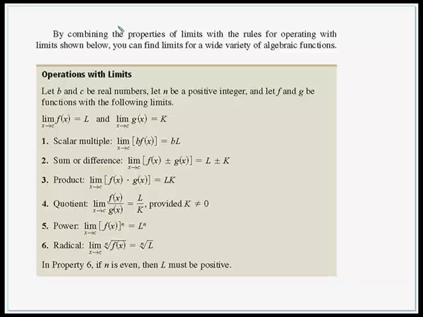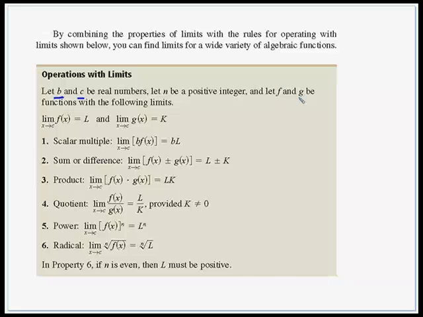Okay, and by combining the properties of limits with the rules for operating with limits shown below, we can find limits for a wide variety of algebraic functions. So let b and c be real numbers. b and c are just any number you want. Whole numbers, pi, or square roots, whatever you want. They're real numbers. n is some integer.